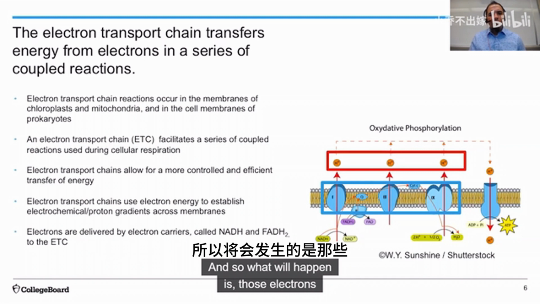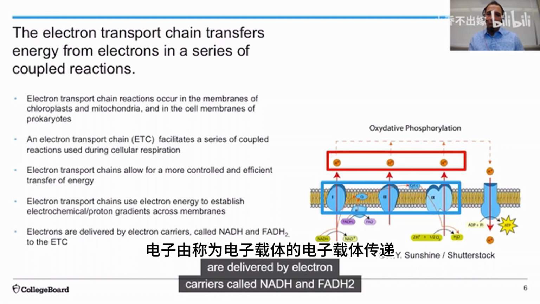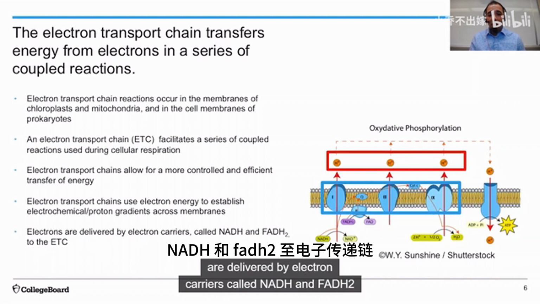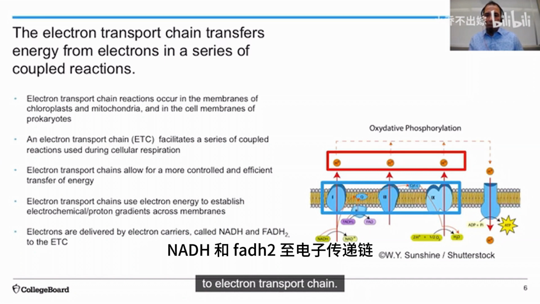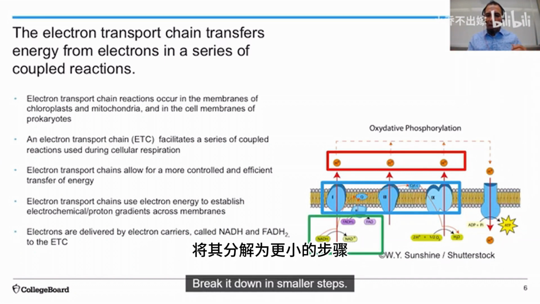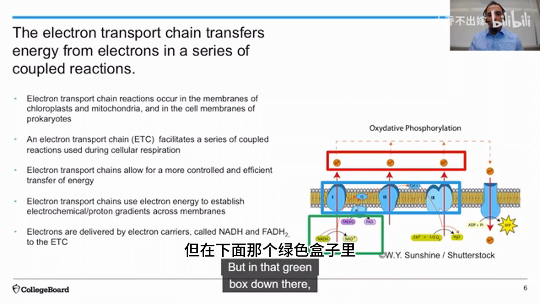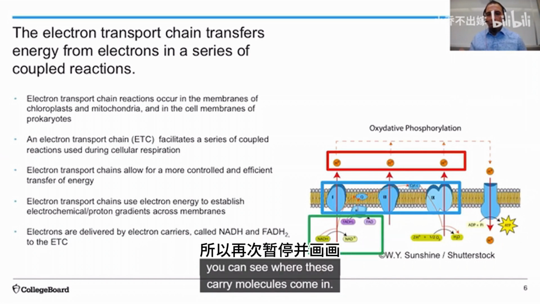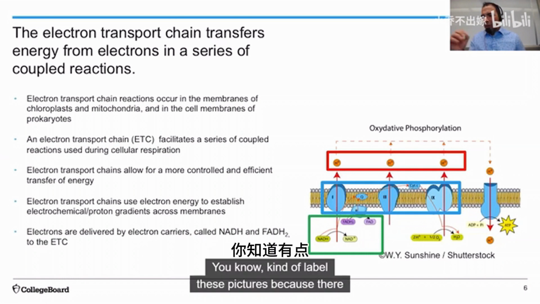What will happen is those electrons are delivered by electron carriers called NADH and FADH2 to the electron transport chain. Again, lots of information here. Break it down to smaller steps. But in that green box down there, you can see where these carrier molecules come in. So again, pause and draw, kind of label these pictures because there's a lot going on.